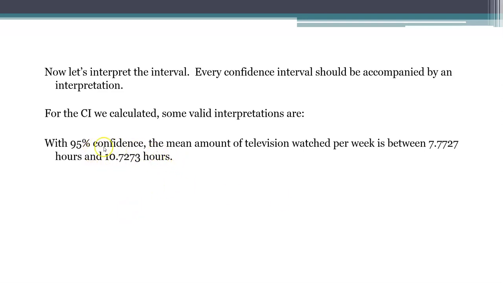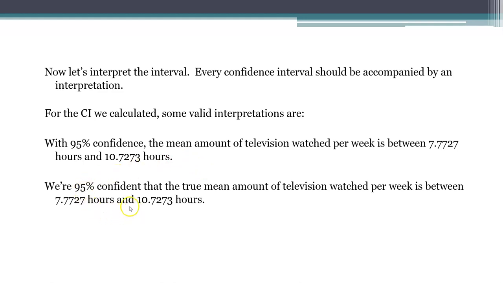So here are some valid interpretations. It would be correct to say with 95% confidence the mean amount of television watched per week for all middle school students is between 7.77 and 10.73 hours per week. This data set was for a sample of middle school students, so we are inferring to the population. It would also be correct to say we are 95% confident the true mean, which is the population mean amount of television watched per week, is between those two values.